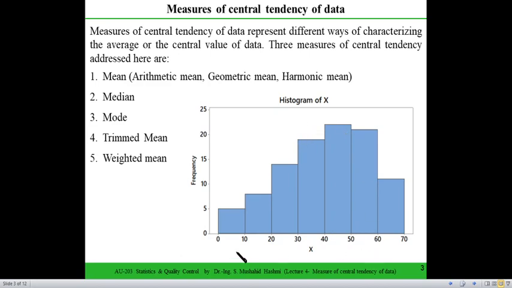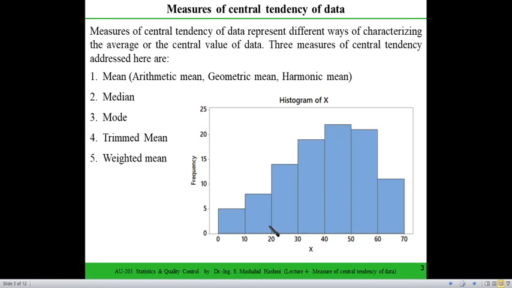So for example, in this histogram, the data X goes from 0 to 70, and from 40 to 50 the frequency is over 20. So most of the data is lying from 30 to 60, where most of the area of this histogram is. So your measure of central tendency would be lying between 30 and 60, whether it is a mean, a median, or a mode.